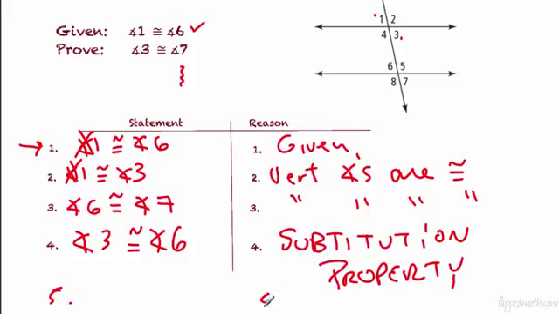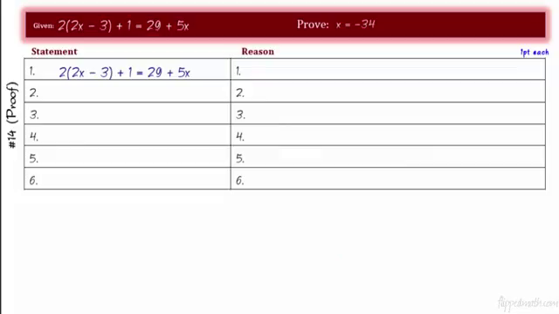The last reason that we have here: we have angle 3 is congruent to angle 6, but look, 6 is congruent to 7, so I'm going to take out that 6 and put in a 7. So we get angle 3 is congruent to angle 7, and it's for the same reason, substitution property. All right, so that is a geometric proof.